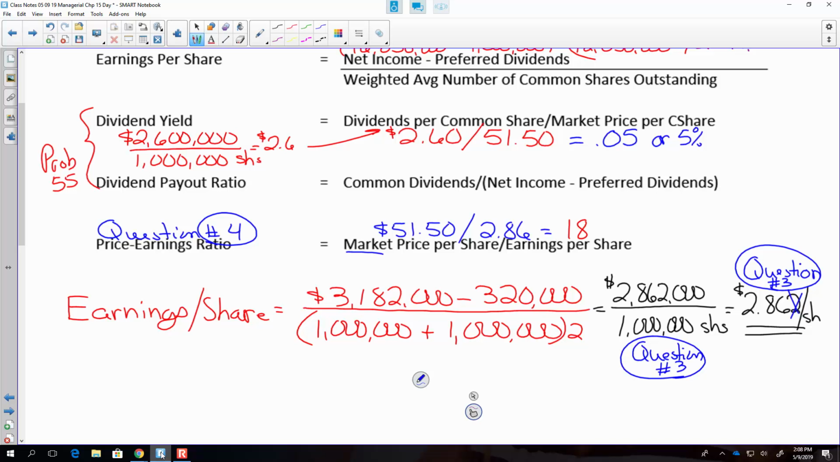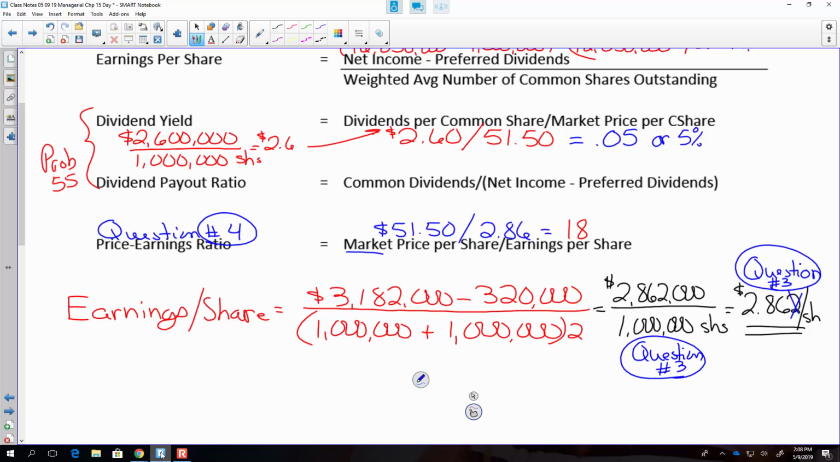Whether that number is good, bad, it's really hard to say. Every company is different. So question number 2, compute the dividend yield. That's what we just did, 5%, 0.05.